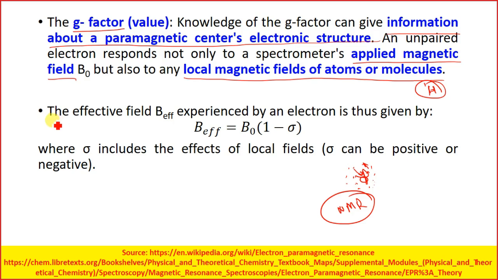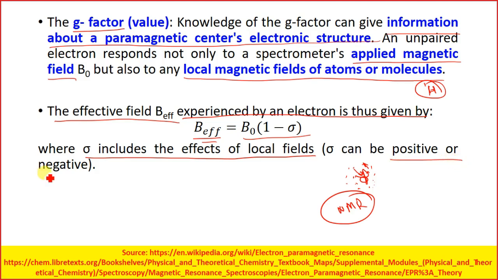So the effective field B_eff, that means the effective magnetic field experienced by an electron, is thus given by B_eff equals B0 (1 minus sigma), where sigma includes the effect of local fields. Okay, sigma can be either positive or negative.